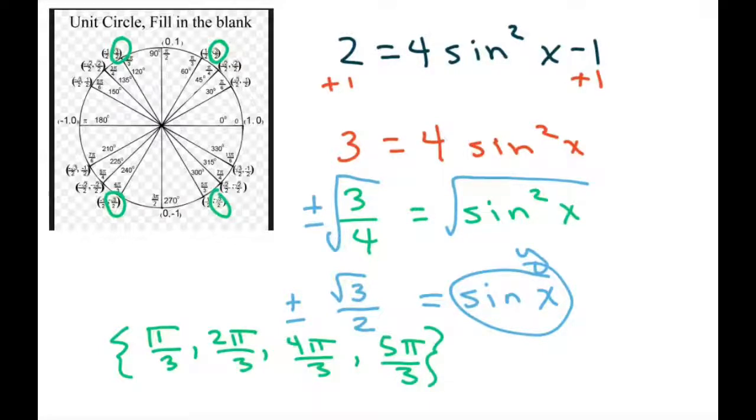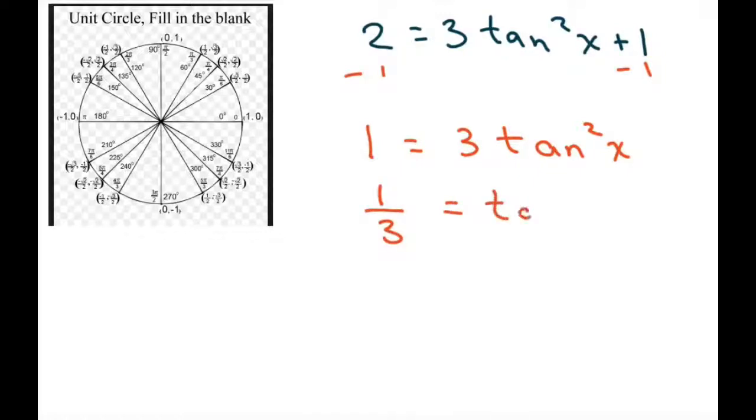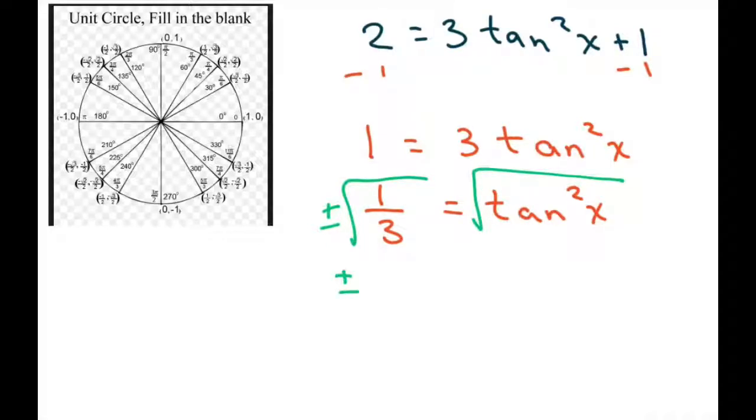All right, and the last one is tangent. So we're going to subtract 1 from both sides. So you get 1 equals 3 tan squared of x, and divide both sides by 3, and then square root both sides. Don't forget to put what? Yes. So this is going to be plus minus square root of 1 is 1, square root of 3 is just the square root of 3, equals tan of x.